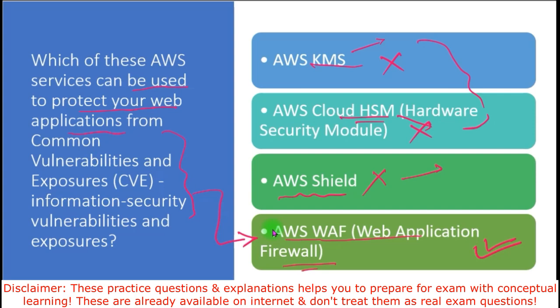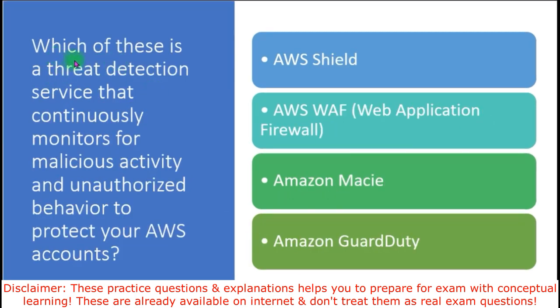Let's talk about the next question now. Let's talk about this question. In this question they are asking which of these is a threat detection service that continuously monitors for malicious activities and unauthorized behavior to protect our AWS accounts. The options we have: AWS Shield, AWS WAF, Amazon Macie, Amazon GuardDuty.